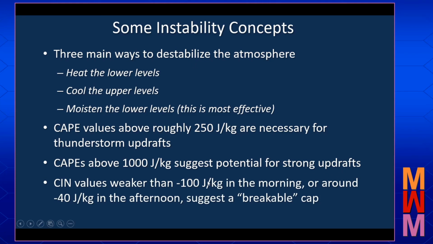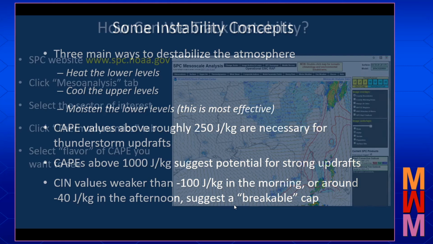Now, as far as the cap strength, the CIN values, they are negative energy, so they have minus signs. If it's weaker than about minus 100 in the morning or weaker than about minus 40 in the afternoon, then the cap may be weak enough that those rising parcels, those updrafts that are trying to form, may be able to break through and go on and form thunderstorms.